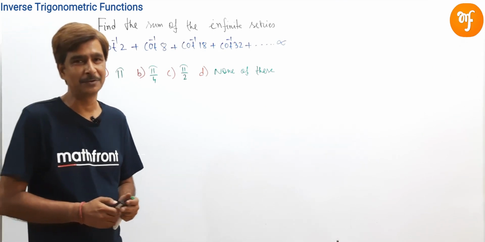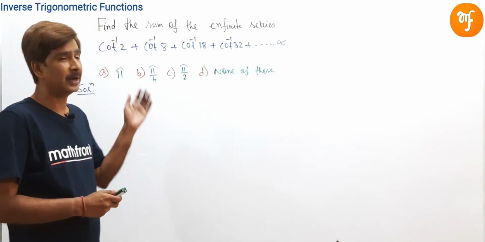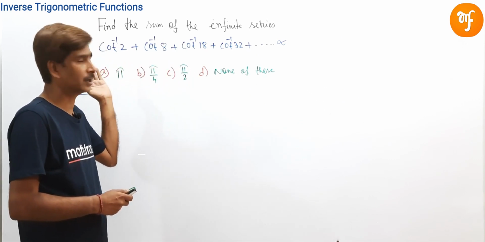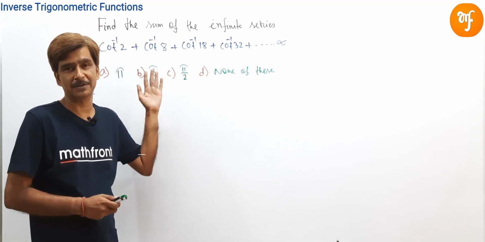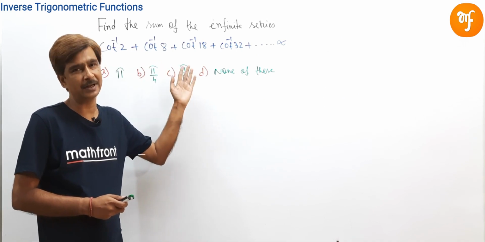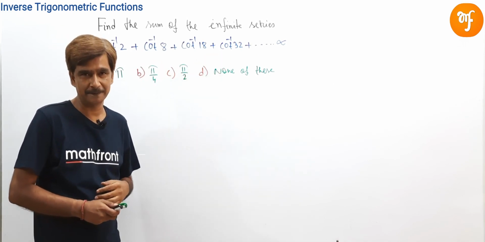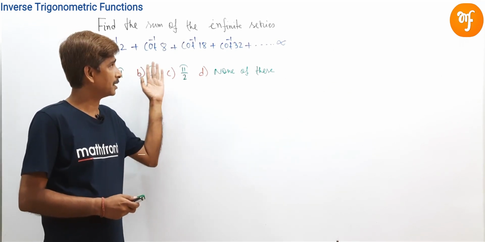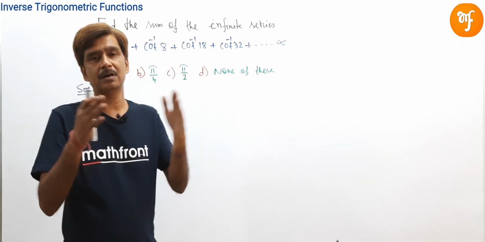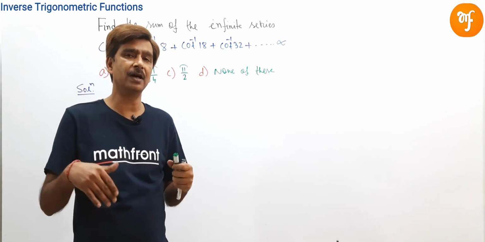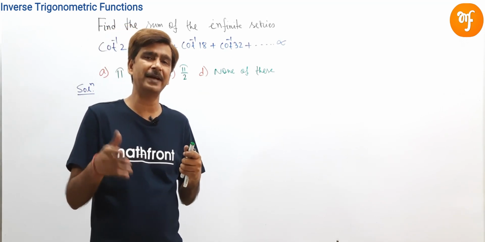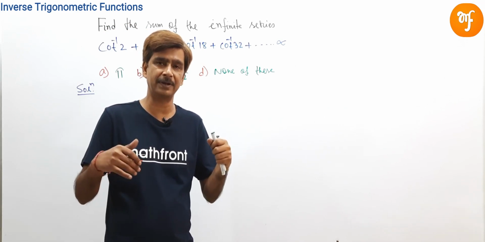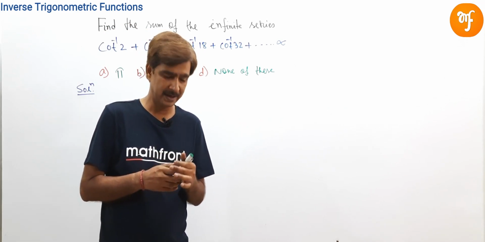So friend, now come to the question. We have to find the sum of the infinite series, and the series is cot inverse 2 plus cot inverse 8 plus cot inverse 18 plus cot inverse 32, like this till an infinite number of terms, and options are given on the board. Now, to solve this type of numerical that is related with the cot inverse series, it will be better for us if we convert this into the form of a tan inverse series, because applications of tan inverse series are easier than applications of cot inverse series.